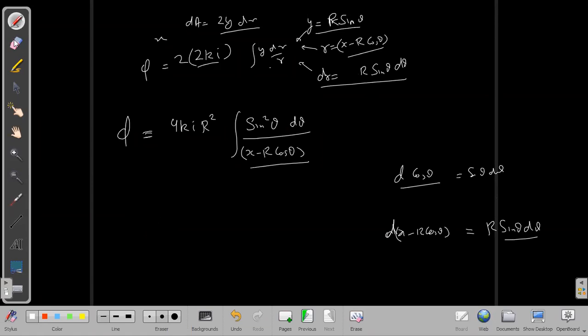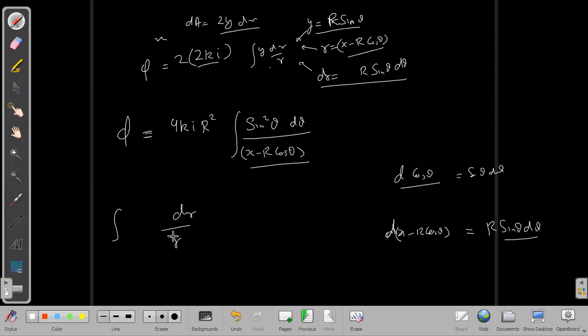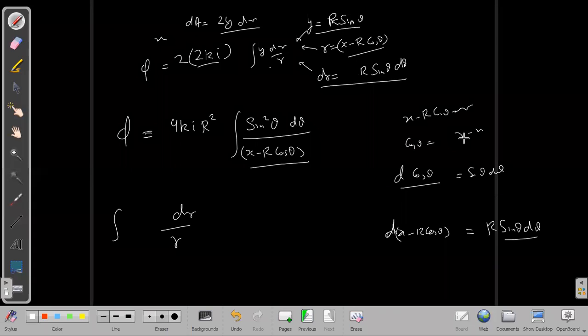At maximum I can do this. If I do that, then also not too much. If I write this denominator as r, dr by r, then I am left with one sin theta term here. What will sin theta be here? I am substituting x minus r cos theta as r back, and cos theta will come out to be equal to r minus x by r. Sin theta will be obtained from here.